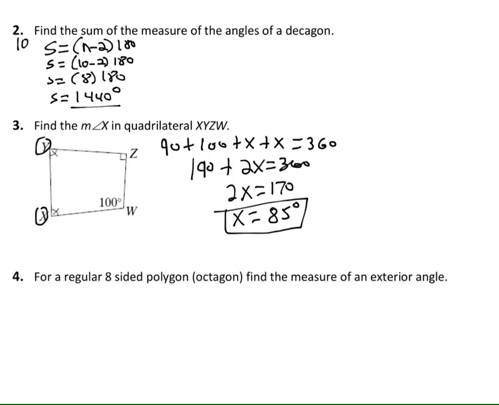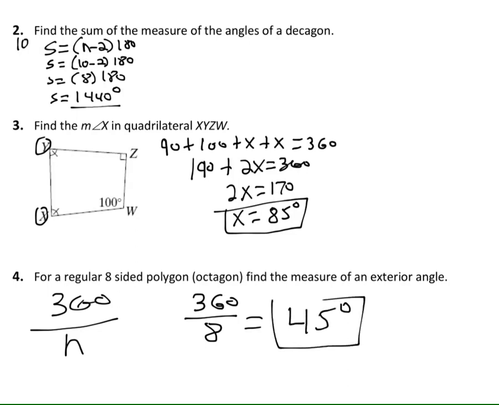Okay. And then lastly, look at number 4 here. It says for a regular 8-sided polygon, or also an octagon, we need to find the measure of the exterior angle. So earlier we know that all the exterior angles of any regular polygon add up to 360 degrees. So in order for me to find one of those, all I have to do is divide by the number of sides. So on this it tells me that it is an 8-sided polygon, so all I have to do is 360 divided by 8. So 360 divided by 8 is going to give me 45 degrees. So that tells me each exterior angle of an octagon is 45 degrees.